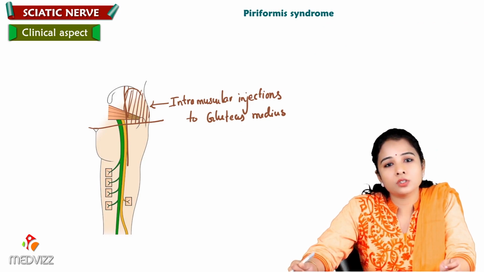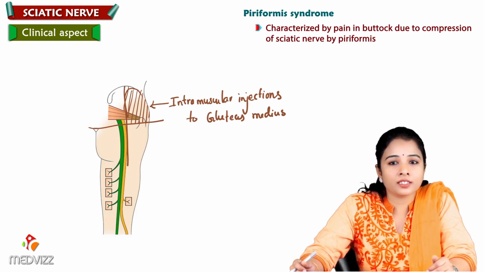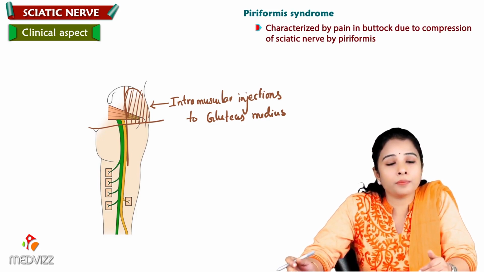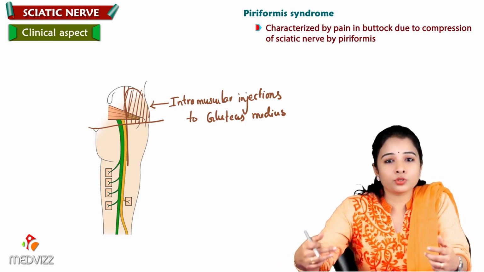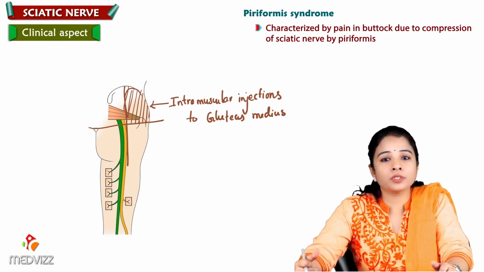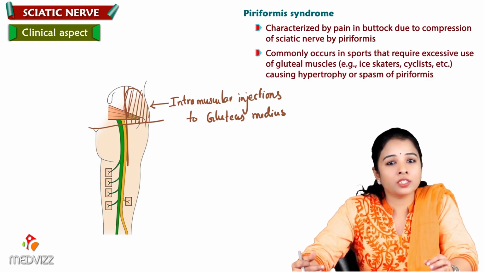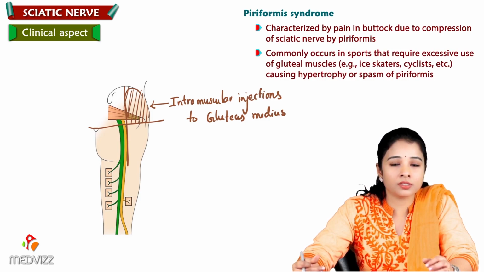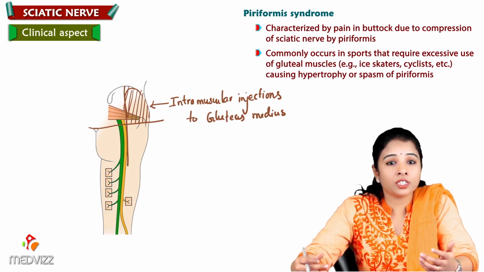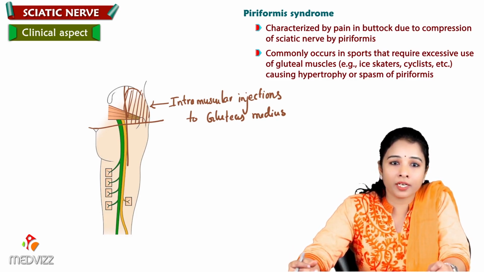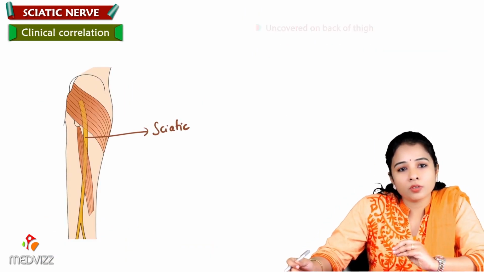Next is piriformis syndrome, which is associated with sciatic nerve compression. It is a clinical condition characterized by pain in the buttock region due to compression of the sciatic nerve by the piriformis. So the piriformis here is hypertrophied. Because of the thickened piriformis, there is a chance of compressing the sciatic nerve. It commonly occurs in sports that require excessive use of gluteal muscles, for example in ice skaters and cyclists, because of hypertrophy or spasm of the piriformis muscle, which is called piriformis syndrome.